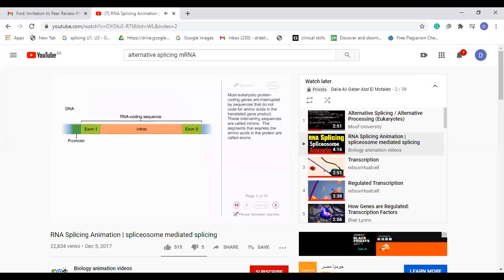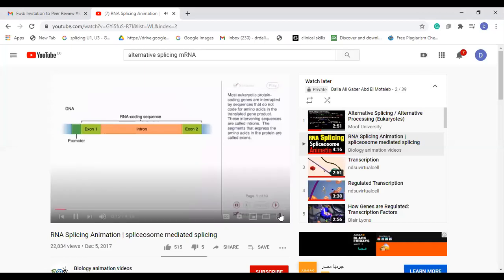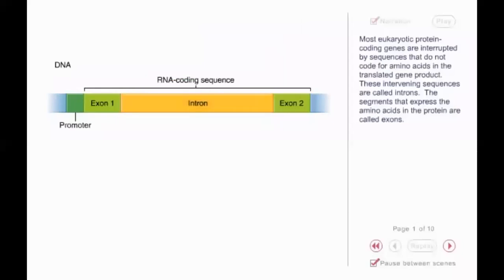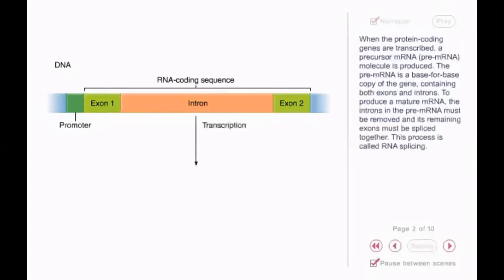Most eukaryotic protein-coding genes are interrupted by sequences that do not code for amino acids in the translated gene product. These intervening sequences are called introns. The segments that express the amino acids in the protein are called exons. When the protein-coding genes are transcribed, a precursor mRNA molecule is produced. The pre-mRNA is a base-for-base copy of the gene, containing both exons and introns.